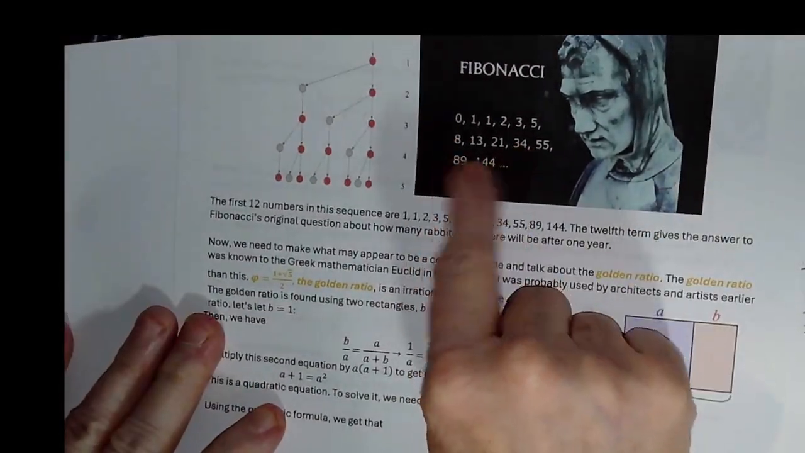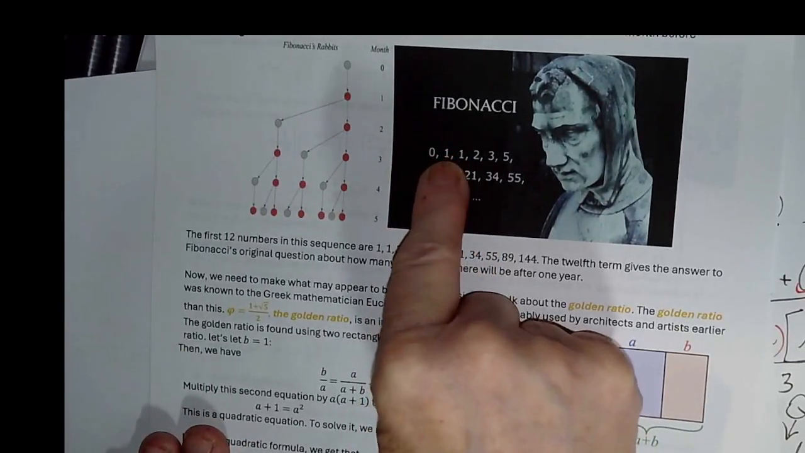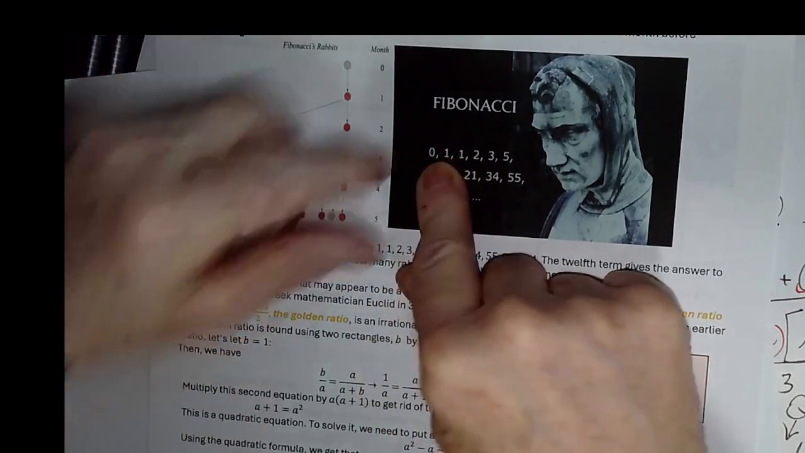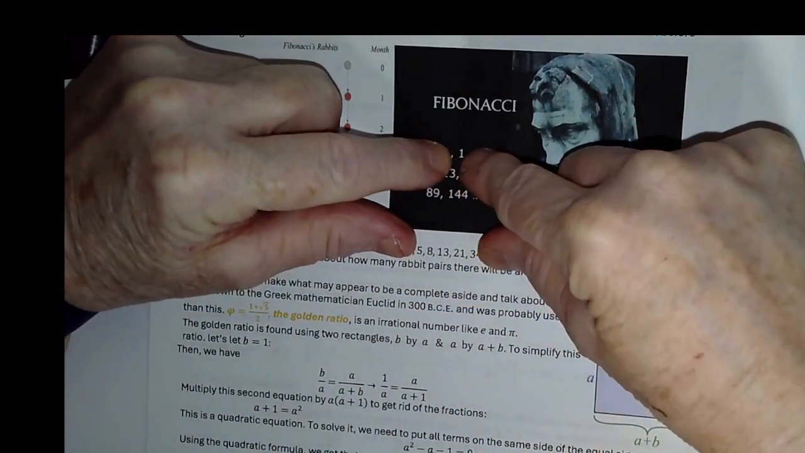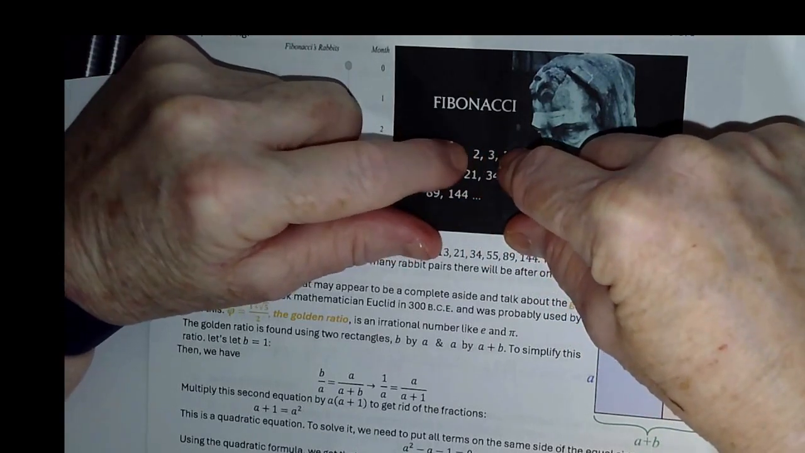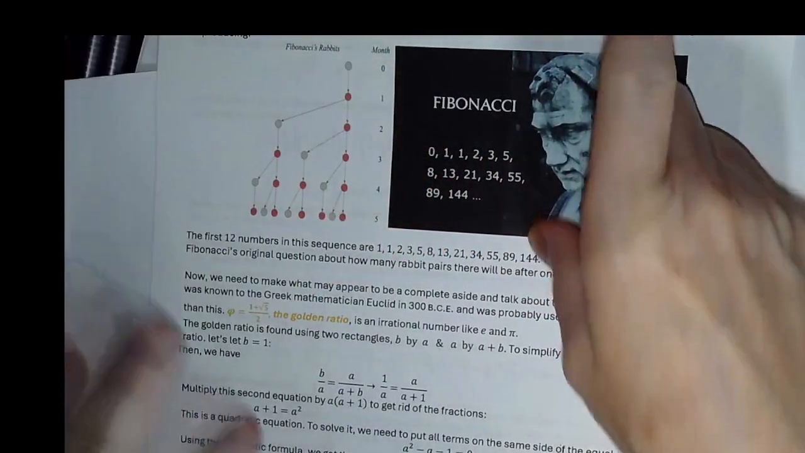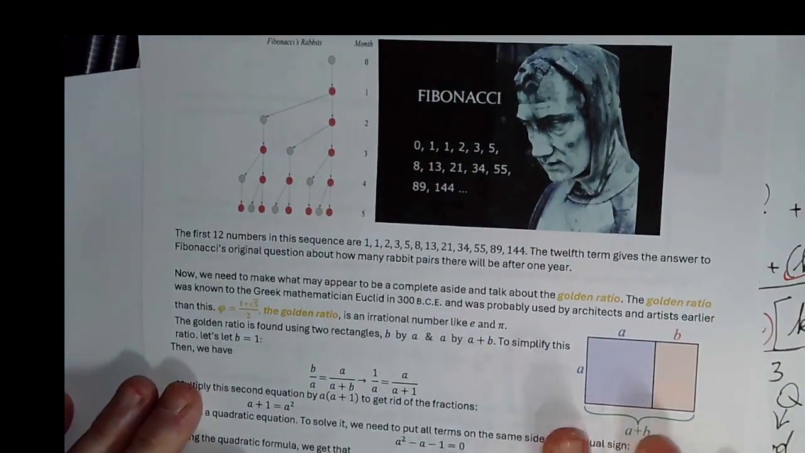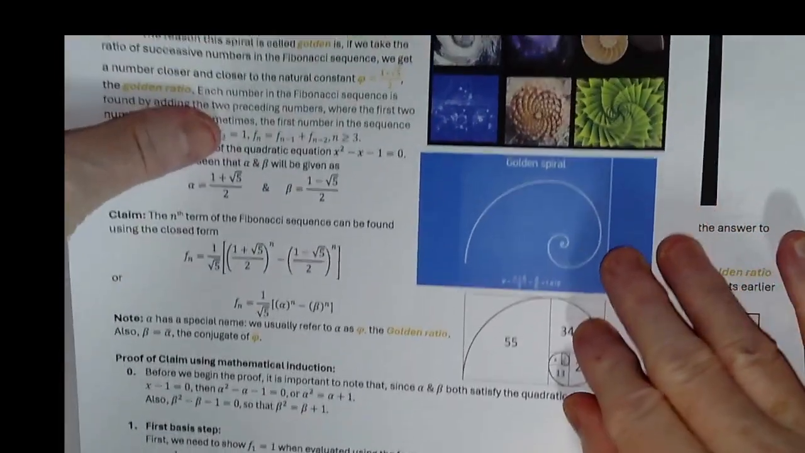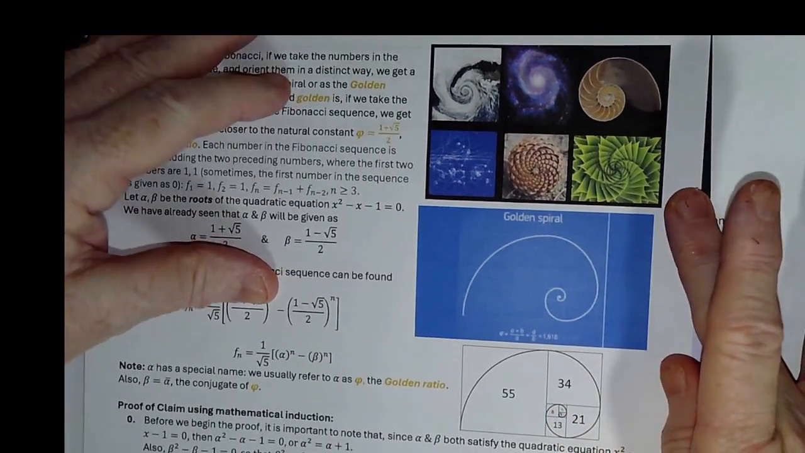is this simple sequence. If you start with zero and you start with one after zero, and now add one and zero, add one and one, add one and two, add two and three, add three and five, etc., forever, something beautiful happens. The golden spiral. You can see it all over the place in nature.